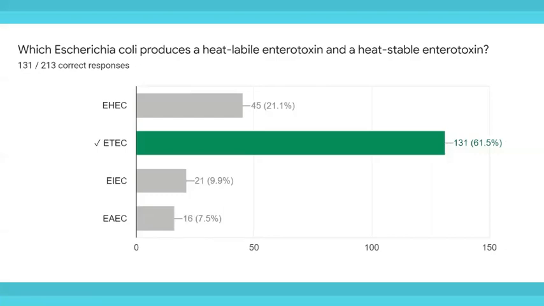Okay, next. Which Escherichia coli produces a heat-labile enterotoxin and a heat-stable enterotoxin? So this is obvious. Enterotoxin. The serotype which produces enterotoxin is your ETEC, or enterotoxigenic E. coli.